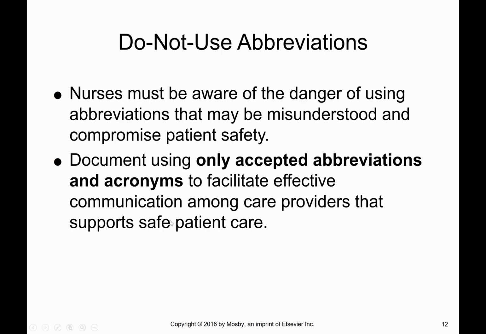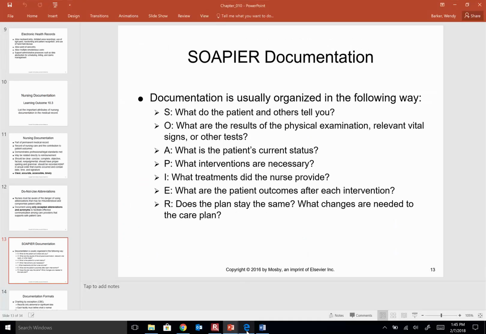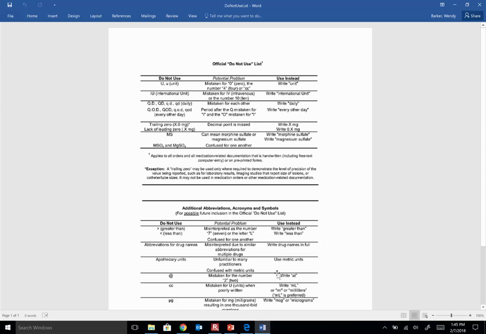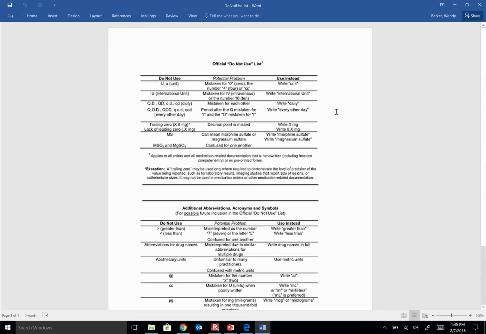Do not use abbreviations. So we need to be consistent and standardized across the board, across the country, in how we document and the abbreviations we use. And we are able to do that because there are published lists of what abbreviations to use and what not to use, why it's a problem, what errors occur, and then what is the correct way to then document. So get familiar with this list. It is in week 3 on Moodle for you to look over.